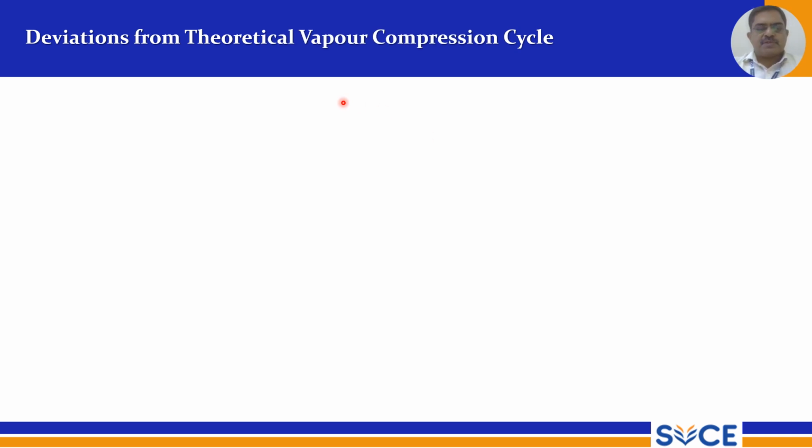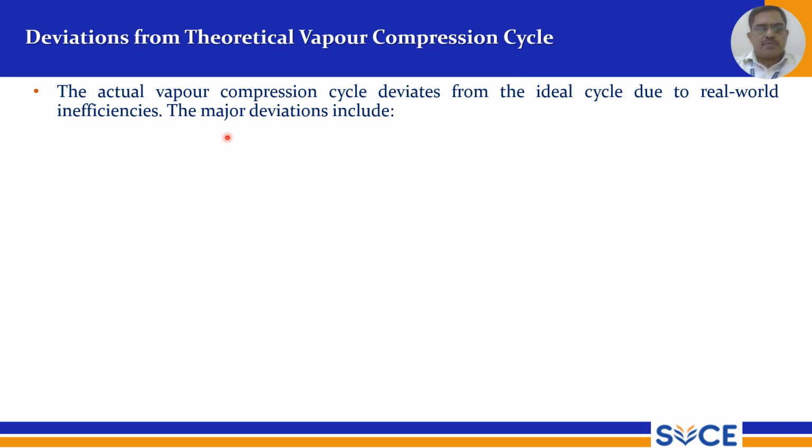So deviations from theoretical vapor compression cycle here, students. The actual vapor compression cycle deviates from the ideal cycle due to real world inefficiencies. So there are so many causes for this, due to which we can see there is some deviation from ideal cycle to actual cycle.